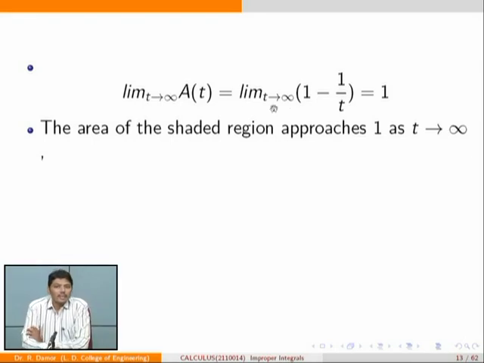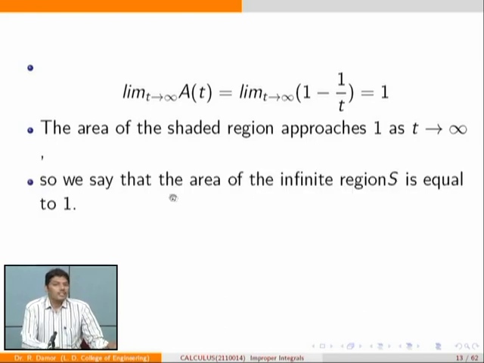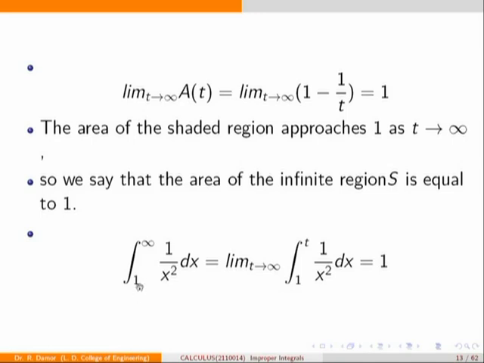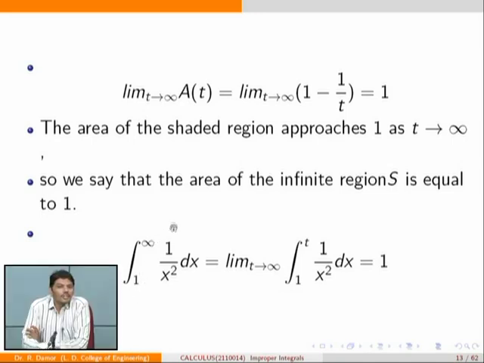See this, limit t tends to infinity, 1 is the constant term, so taking it as it is, and limit t tends to infinity of 1 upon t goes to 0. So this is 1 minus 0, which is equal to 1. So we say that the area of the infinite region S is equal to 1. But here we have to take the limit as infinite. Now suppose I want to find out the integral from 1 to infinity of 1 upon x square.